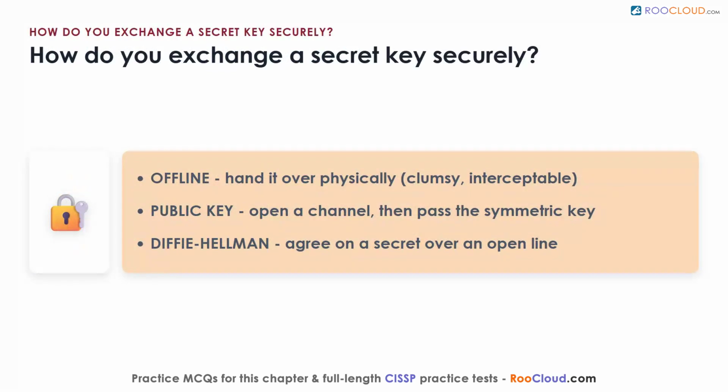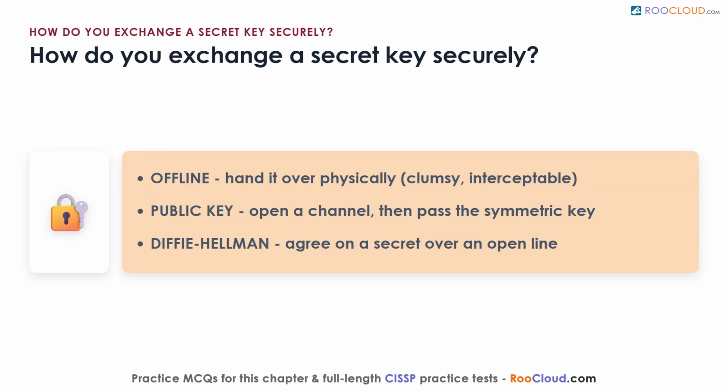How do you exchange a secret key securely? This is the classic headache of symmetric encryption, and there are three main answers. The first is offline distribution, physically handing over the key on paper or a device, which is simple but clumsy and easy to intercept. The second is using public key encryption to open a secure channel first, then passing the fast symmetric key through it.